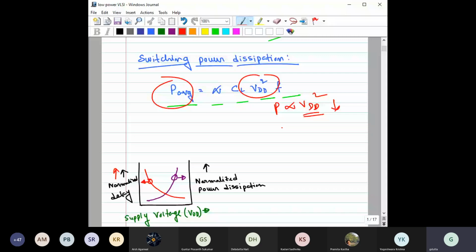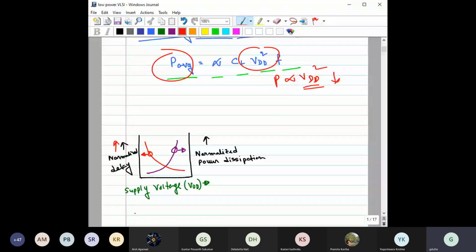For example, you can see here, this axis is the supply voltage, and on the other axes we are plotting the normalized delay and the normalized power dissipation. You can see the power dissipation decreases as you reduce the supply voltage, but at the same time there is a penalty in terms of normalized delay, because the driving capability of that transistor or gate reduces as you reduce this VDD. So you cannot drastically reduce this VDD without affecting its performance.